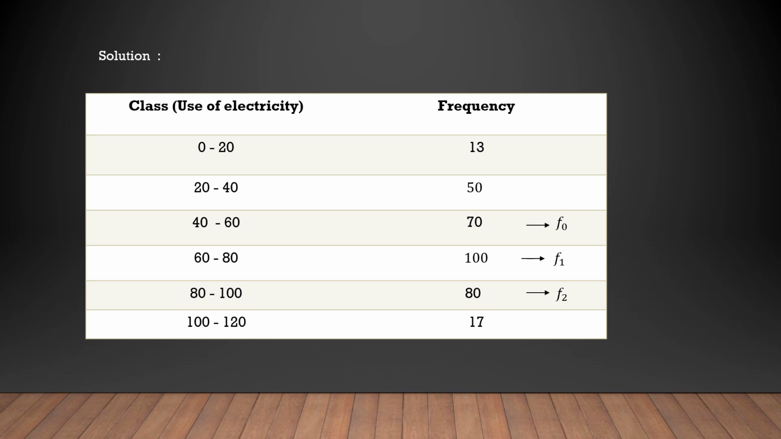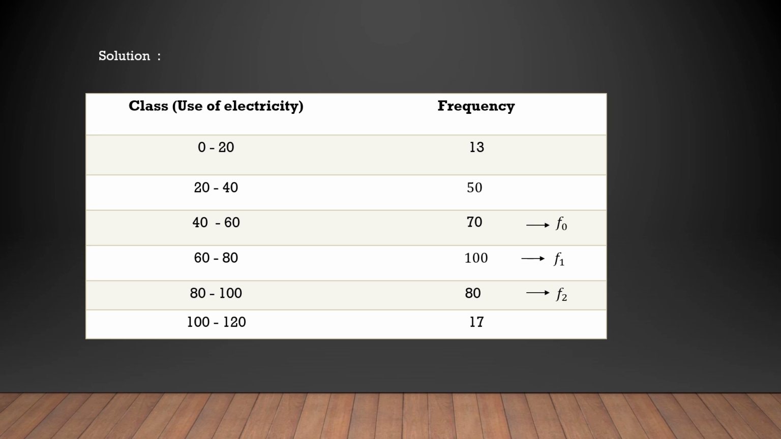So first, by observing, we find the maximum frequency. The maximum frequency is 100, which is denoted by F1. So the value of F1 is 100 and the modal class is 60 to 80. The modal class is 60 to 80, and the value of F0 is 70 and the value of F2 is 80. The value of L is 60. So L is equal to 60 and H is 80 minus 60, which is 20.